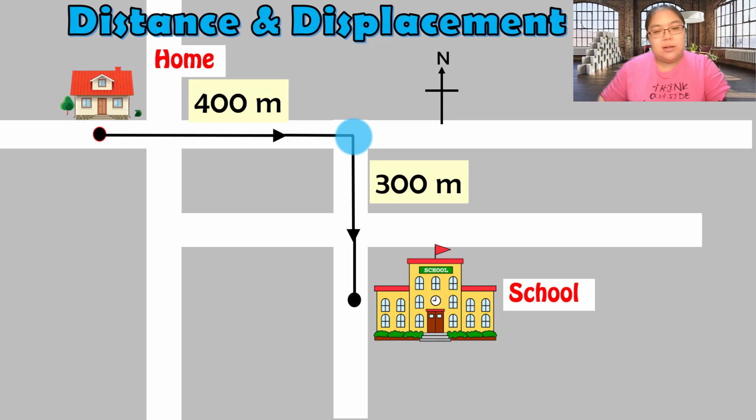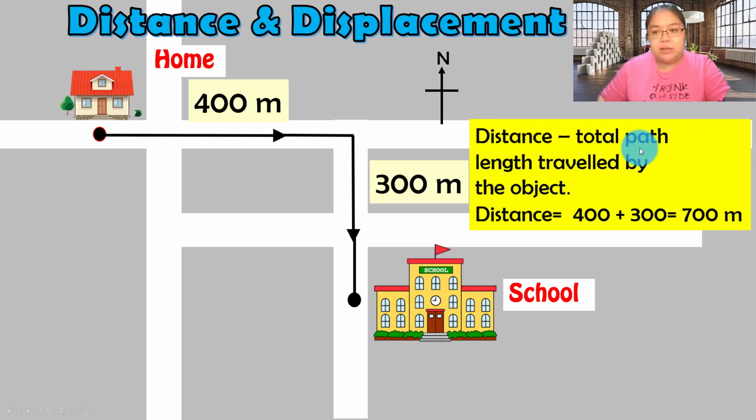If the question asks what is the distance, your answer is that distance means the total path length traveled by the object. So the total length traveled by the student is 400 plus 300, a total of 700 meters. For distance, you do not need to mention the direction, east or south. There is no direction. So 700 meters is the answer.